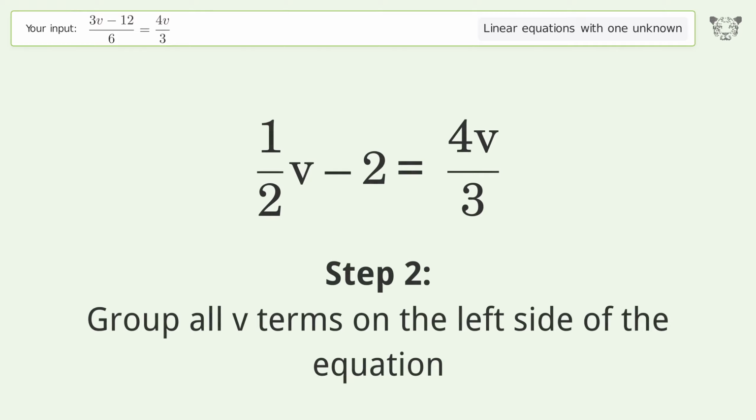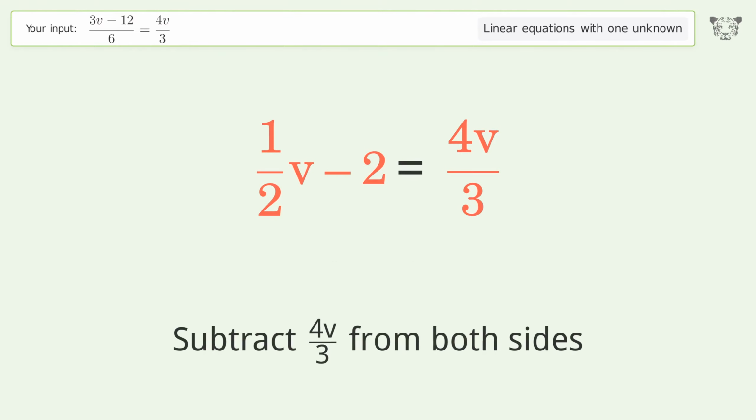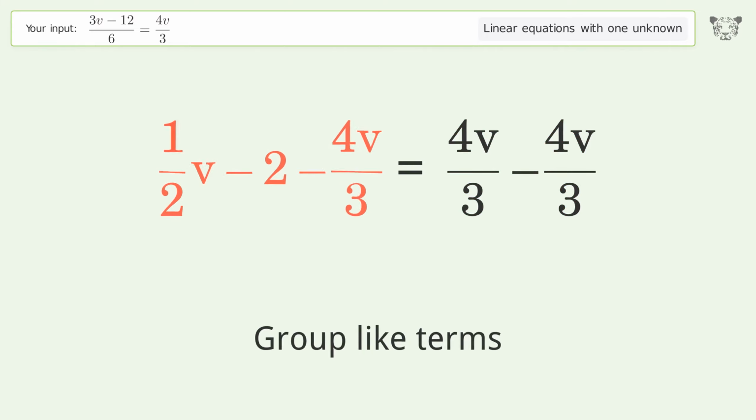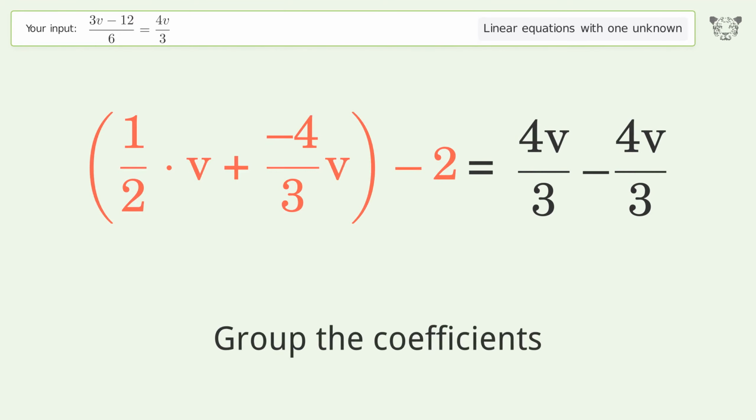Group all v terms on the left side of the equation. Subtract 4v/3 from both sides. Group like terms. Group the coefficients.